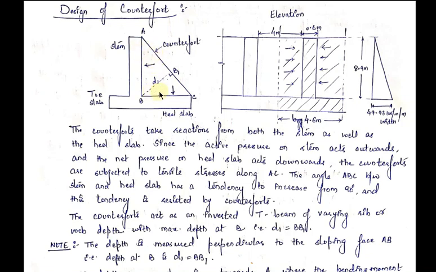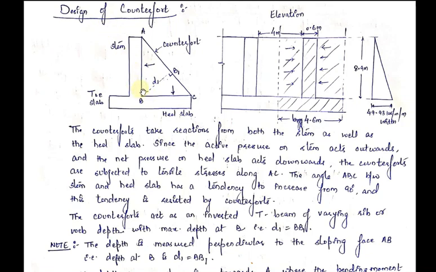So, we know that the counterfort is the part which connects the stem and the heel portion. Now, the stem portion is subjected to a lateral active earth pressure which acts in the leftward direction, and the heel portion is subjected to an effective pressure which acts in the downward direction. This net effective earth pressure tries to deflect or bend the heel slab in the downward direction, and the lateral active earth pressure tries to deflect the stem in the leftward direction.